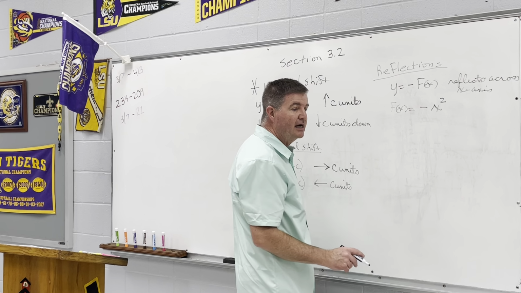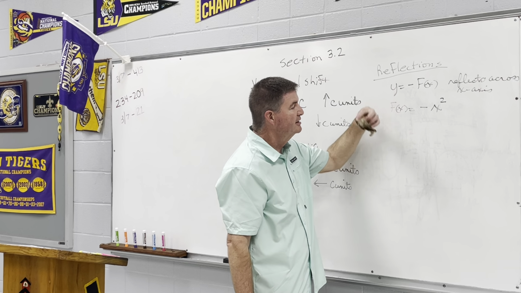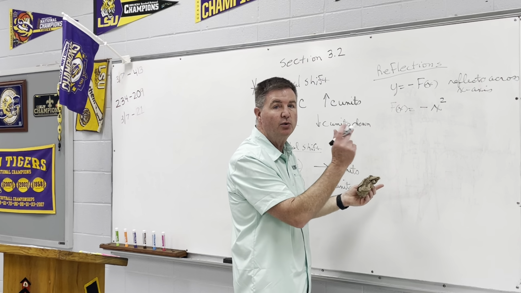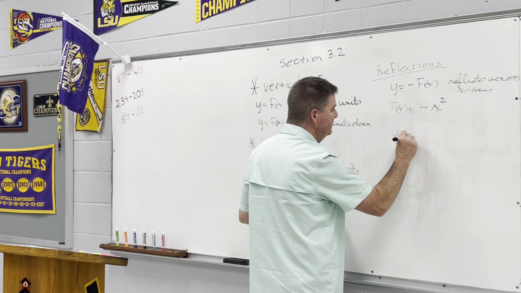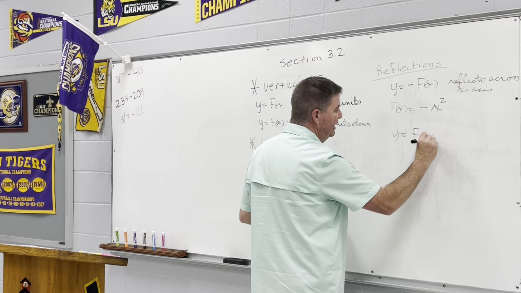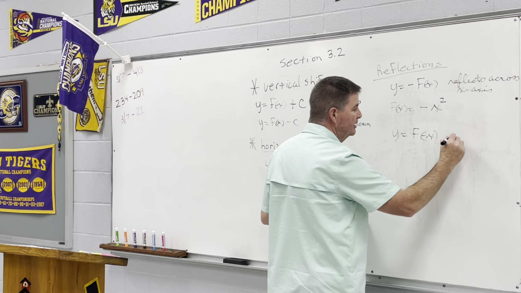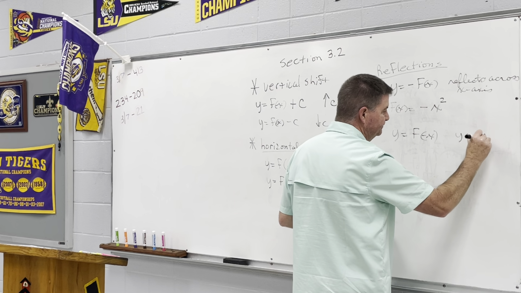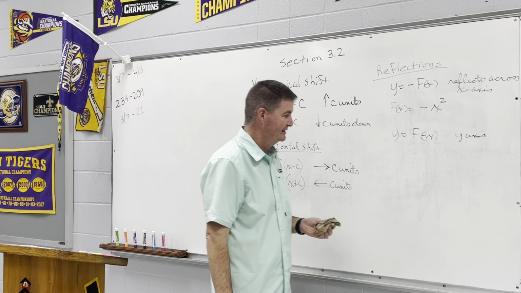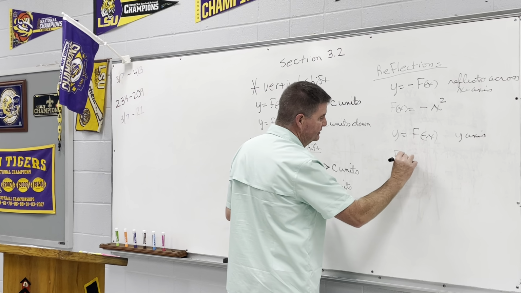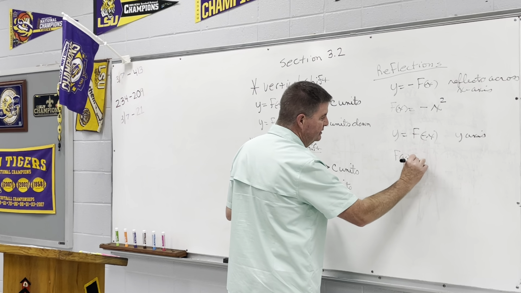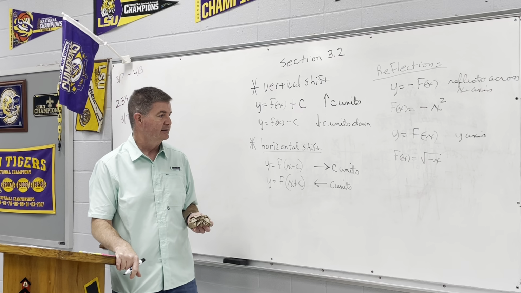If we went horizontal, which means instead of reflecting across the x-axis, we would reflect across the y-axis, we're going to put it on the inside. So y equals f of negative x reflects across the y-axis. An example of that would be f of x equals the square root of negative x.